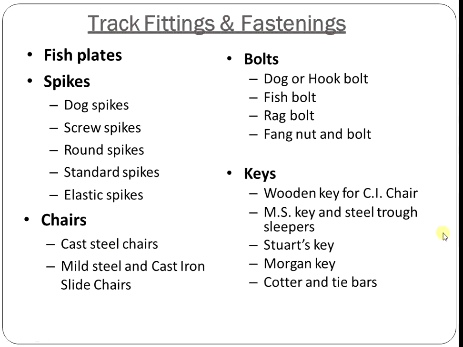Here we see the various types and their subtypes of the fixtures and fastening. The first point, fish plate, is a single type. Next, spikes; the subtypes we have to use are dog spikes, screw spikes, round spikes, standard spikes, and elastic spikes. In the chairs type, there are two subtypes we have to use in the railway track.